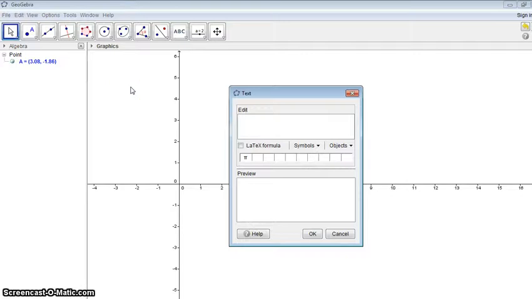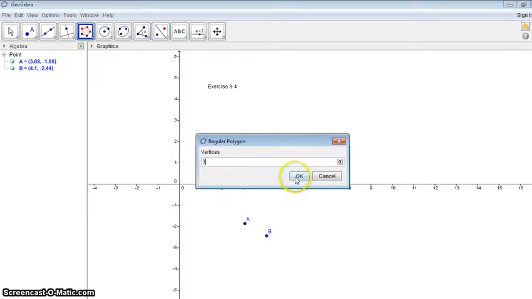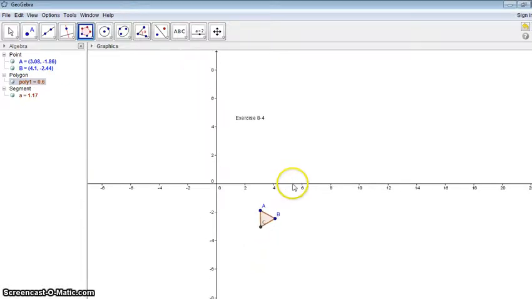I'd like you to open up your book to exercise 8-4. And we're going to build the equilateral triangle that Jasmine wants to work with. So using the regular polygon tool, I'm going to select 2 points, and I'm going to tell the tool that I would like a 3-sided figure with 3 congruent sides, and that gives me an equilateral triangle. She wants to use this to create a pinwheel. So how many will she need?